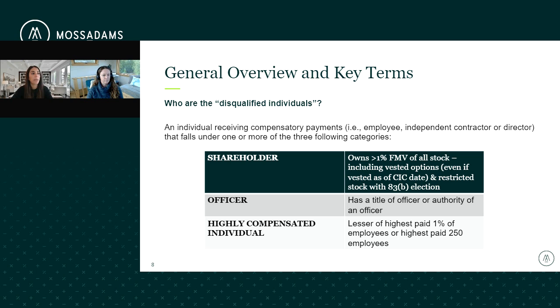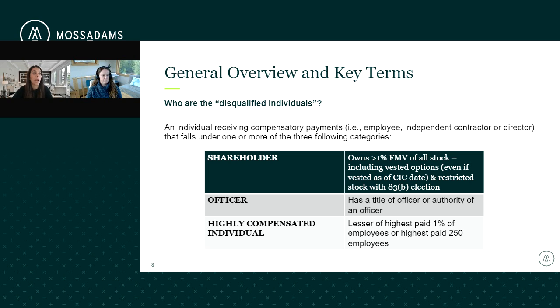elections. The next bucket is officers that have the title of an officer or the authority of an officer. This category is where we see the most gray area, particularly with vice presidents and managing directors, where they do not have the title, but they have the roles and responsibility. So companies tend to take a conservative approach and include them, or document why they should not include them. This determination is based on facts and circumstances, and there's a presumption if the individual's title includes the word officer, that the individual is an officer of the company for purposes of Section 280G, unless the facts and circumstances demonstrate that the individual does not have the authority of an officer.